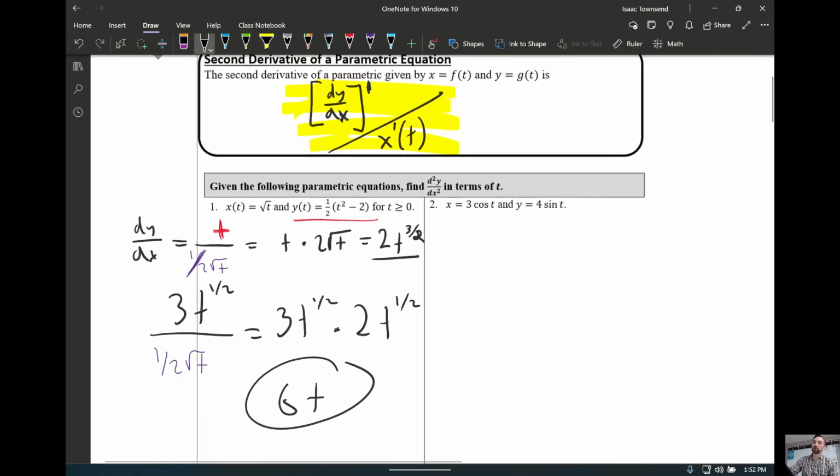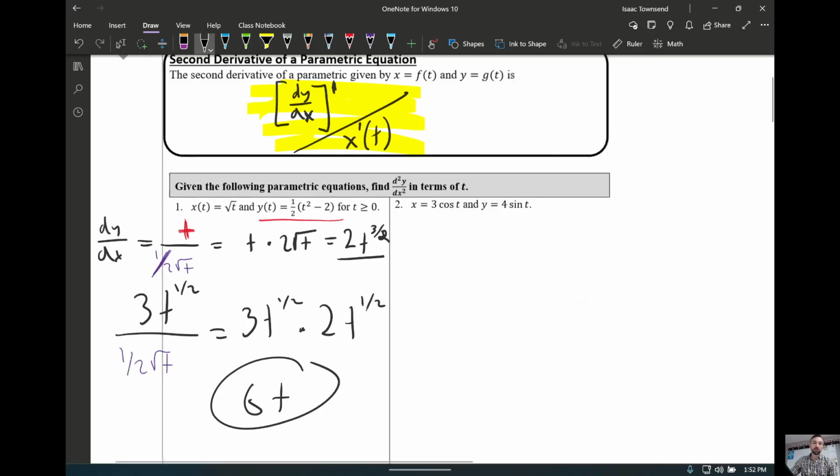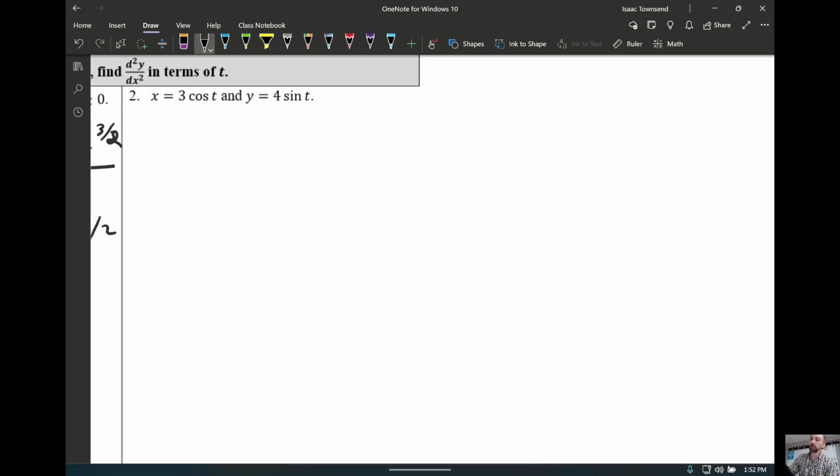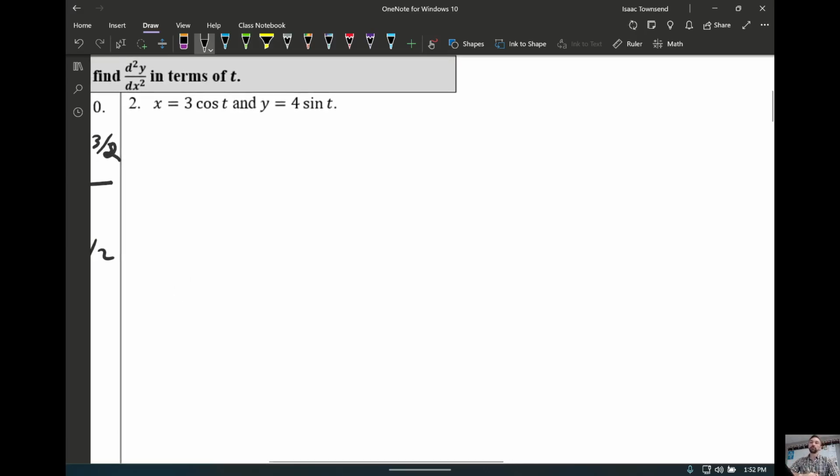So we're going to do dy dx the same as last class. Take the derivative again, and then divide it by x prime. Okay. Question 2. So I did question 2 in a very roundabout way in first period, and then I looked at it and realized I should have done something way more efficient than this. But same thing, they're asking me to find the second derivative. So first find dy dx.